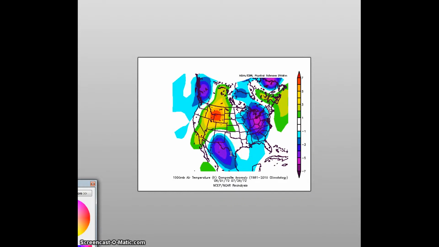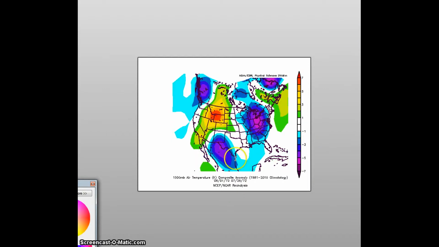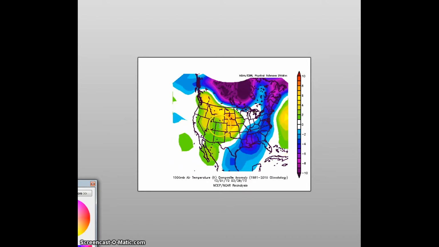Now this is 1972. I'm comparing to 1972. We had below normal temperatures here. 1972 summer, same period from June 1st to July 26th. Below here, above in the west. See, similarities. And this is what the winter ended up being like. Above here, below here. And this is from December 1st through January 28th. And below here. This is just something interesting I found.